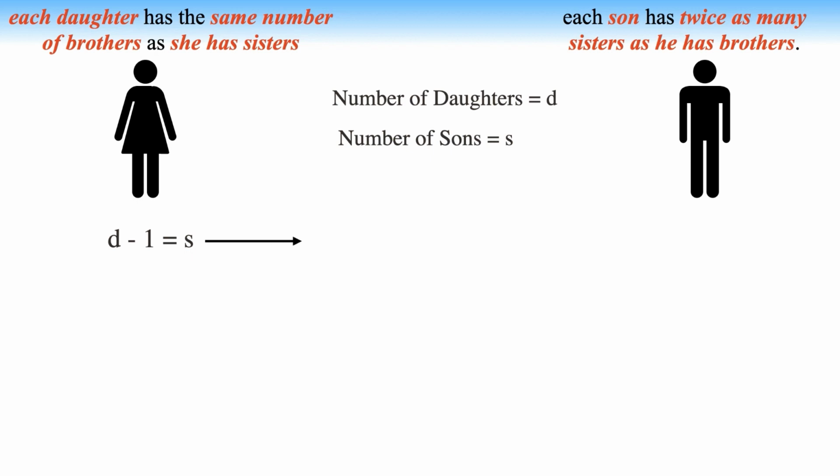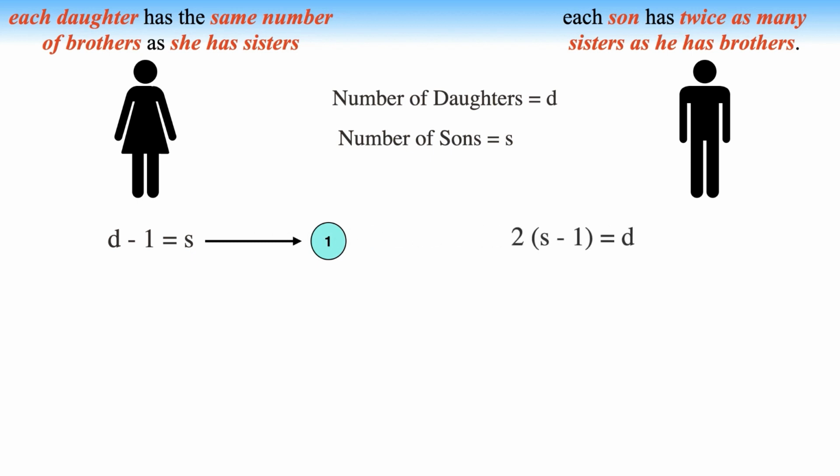equation 1. D minus 1 because D represents the number of daughters, but as per the question, each daughter has the same number of brothers as she has sisters. So in simple words, the daughter cannot consider herself as one of the sisters, hence D minus 1.